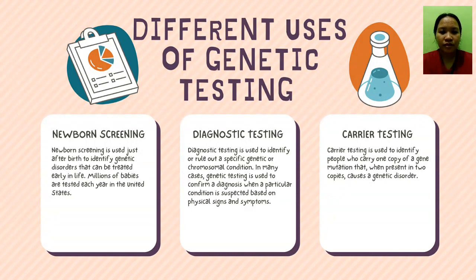Newborn screening is used just after birth to identify genetic disorders that can be treated early in life. Diagnostic testing is used to identify or rule out a specific genetic or chromosomal condition. In many cases, genetic testing is used to confirm a diagnosis when a particular condition is suspected based on physical signs and symptoms.